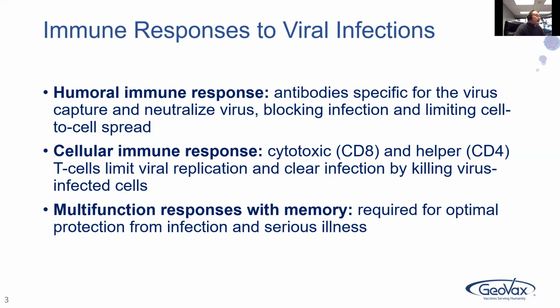A truly effective immune response, such as one would see after recovering from a viral infection, will be multifunctional, with both antibody and T cell responses. This is really required for optimum protection from infection and for limitation of potential serious illness. This is the goal of a vaccine: to induce multifunctional responses.